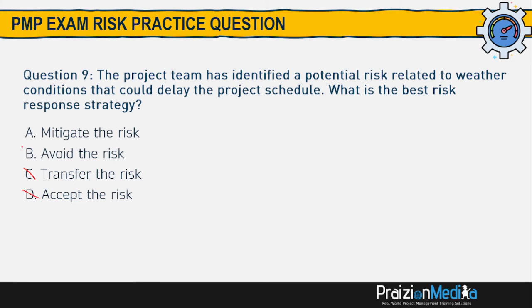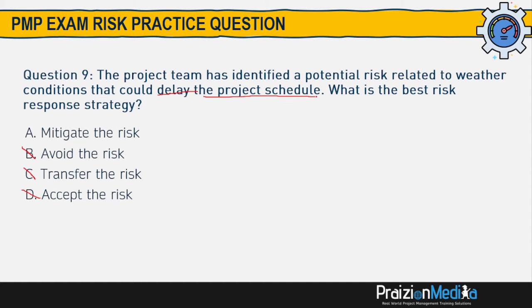Avoiding the risk, it's weather. You cannot avoid. It's not a legitimate response when we're talking about weather. Now, someone could say, well, I could just go build elsewhere or do anything else. Well, let's read. It says, has identified a potential risk related to weather conditions that could delay. So it's not even talking about anything that could injure or maim. It's just saying it could delay the project schedule.